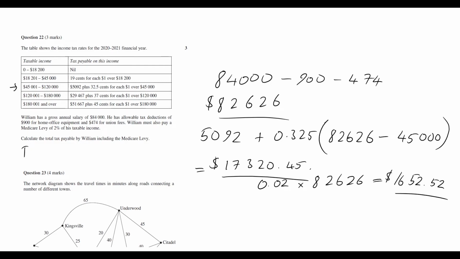So then we'll say total tax is equal to $18,972.97. Don't forget to put your dollar sign there.